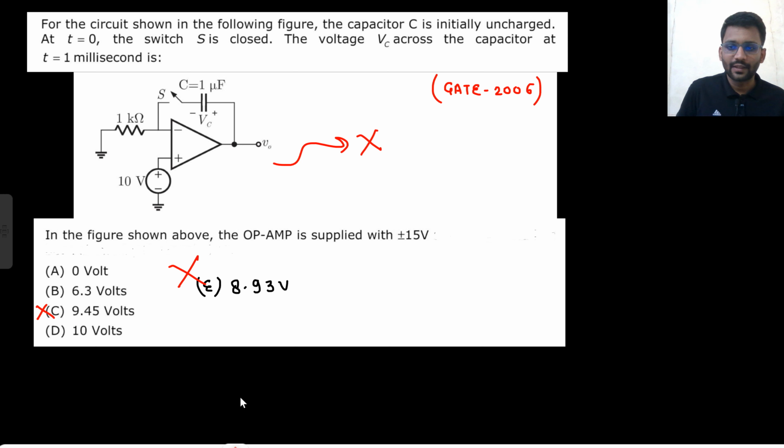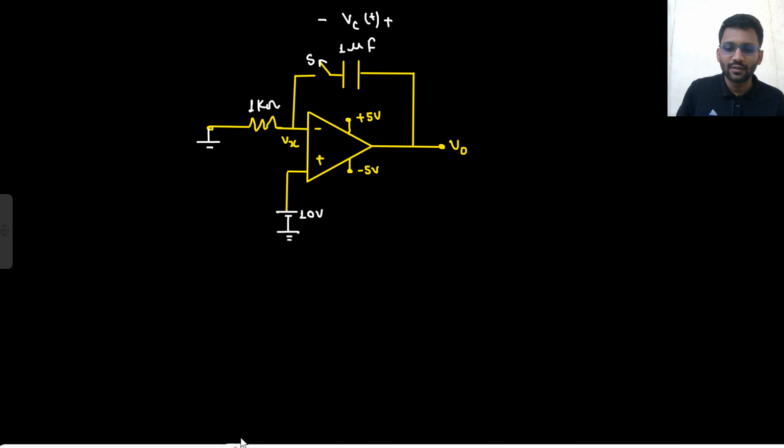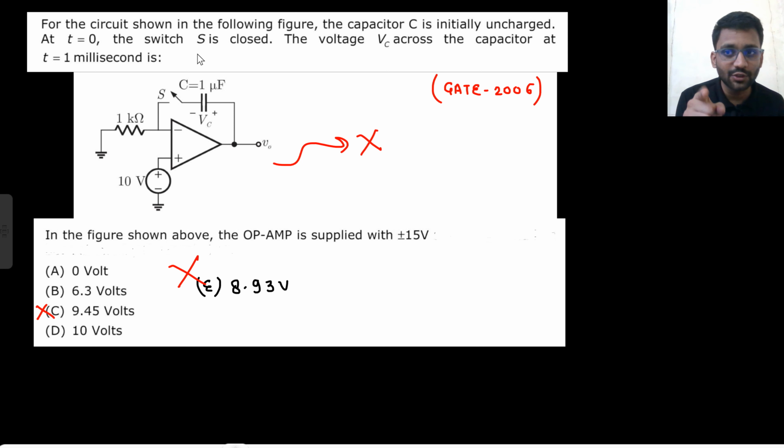So let's start. First I will give the reason why IITs gave this answer. What did they think? For t less than 0, what is the scene? The switch is open. The switch is closed at t equals 0. So for t less than 0, the switch was open.